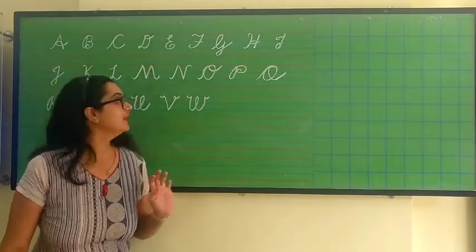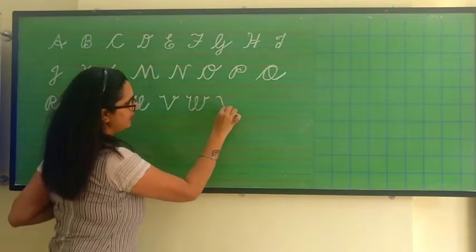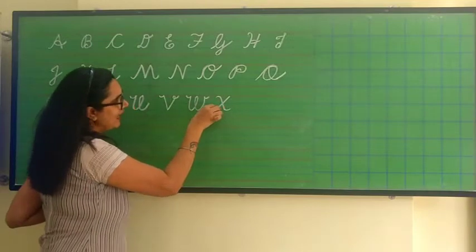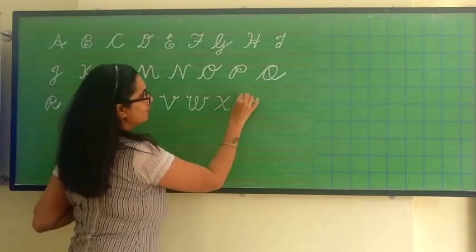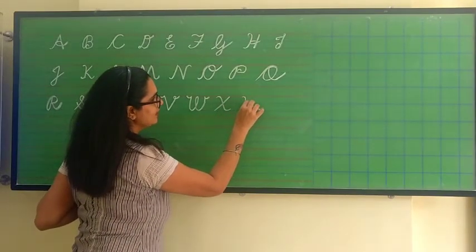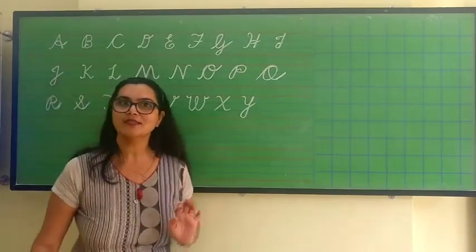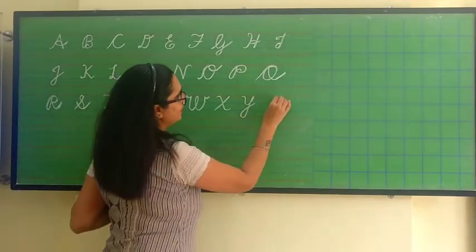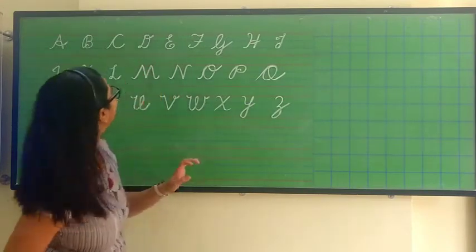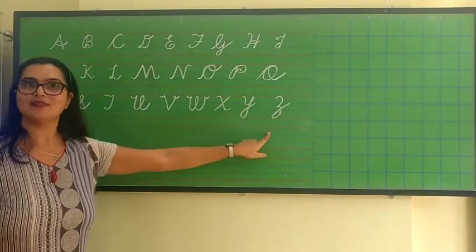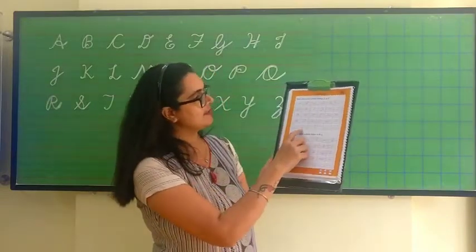Now after W, X. Go down and a slant line. X. Now capital Y. So children, here I have written the capital letters A to Z. This is Y. And the last letter which I am going to write is Z. So here I have completed the capital cursive letters A to Z. So I am sure children you have finished tracing the capital letters A to Z.